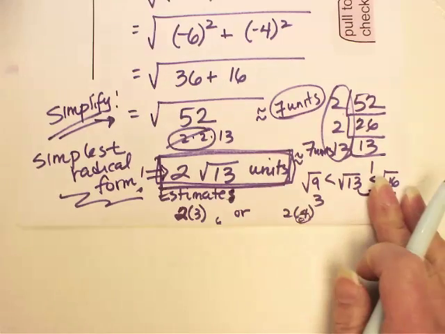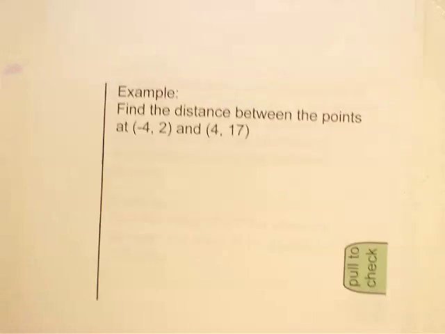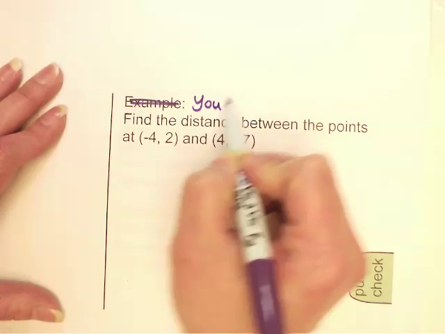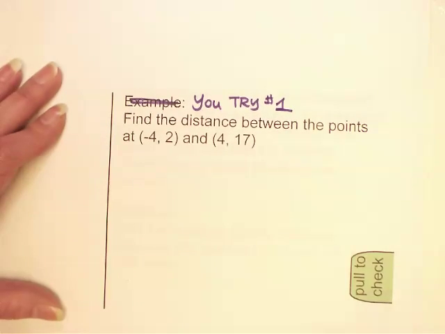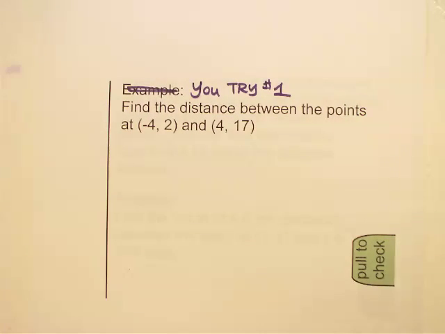Okay, so it's your turn right now. Go ahead and give this one a try. I'm going to create this one as a you try. Number 1. Your turn. Find the distance between the points at -4, 2 and 4, 17.